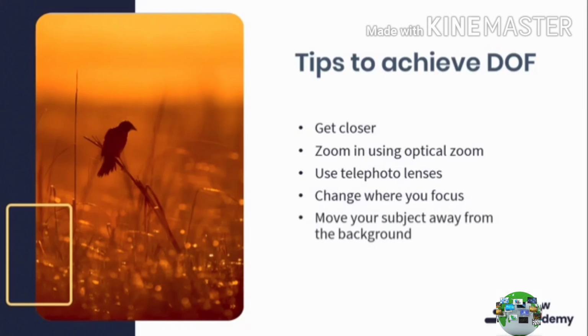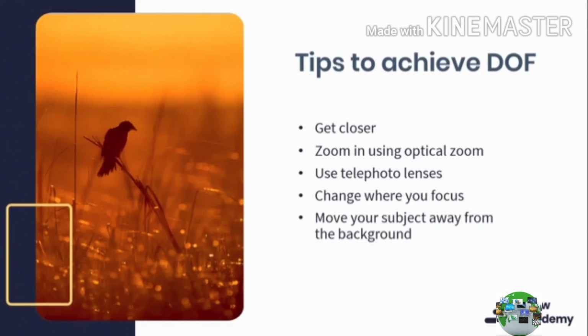And move your subject away from the background. So if you're trying to obtain a shallow depth of field and your subject is standing right next to a wall, you're simply not going to get that shallow depth of field. There's not enough room to get that shallow depth of field. So you want to have your subject in a position where there's lots of space, lots of room behind them, so that you can get that nice shallow depth of field effect.